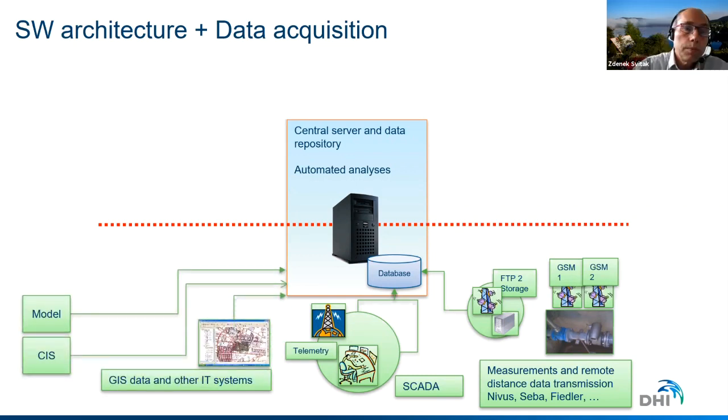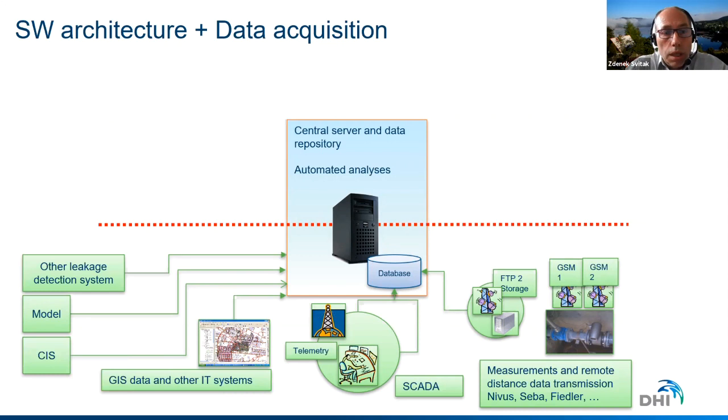Regarding the data inputs from other water utility IT systems, the typical is input from customer information system, which we need to evaluate non-revenue water, but also the typical integration is with the GIS data, sometimes with hydraulic model. Also, it's very good to have an option to incorporate results, especially events from other leakage detection systems like acoustic systems or some other methods like data-driven methods to analyze the events in your system.